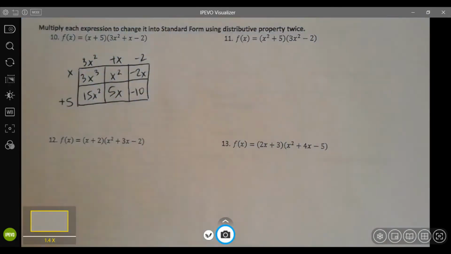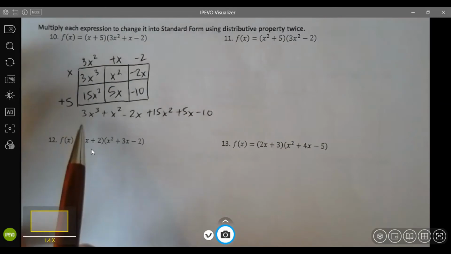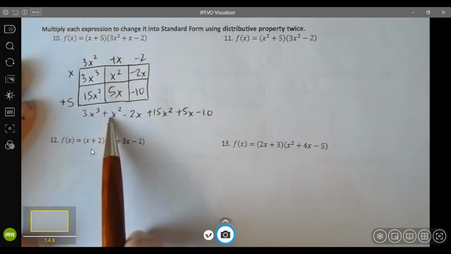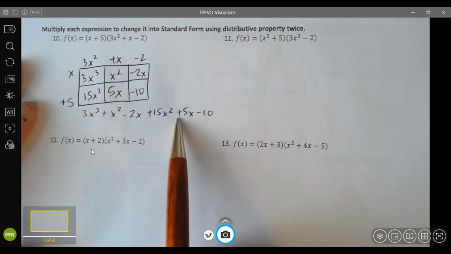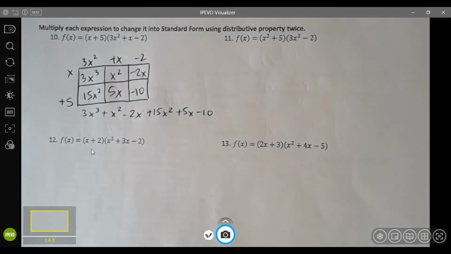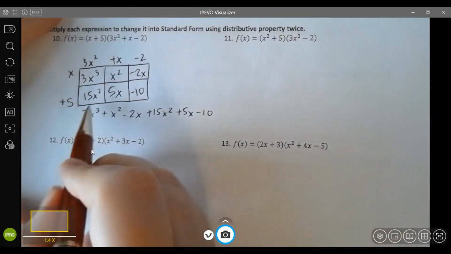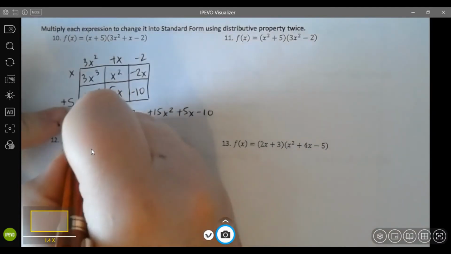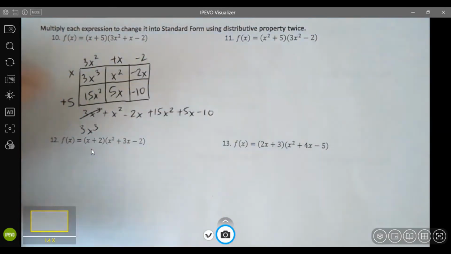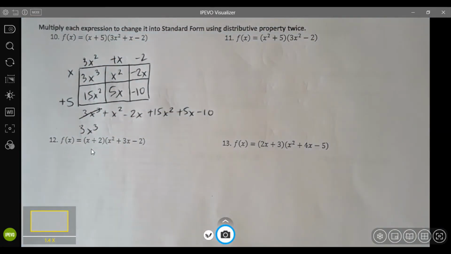So I'm going to just copy down what's in each of those boxes. So I got 3x cubed plus x squared minus 2x plus 15x squared plus 5x minus 10. And then next, we're just going to combine like terms. So remember, like terms have to look the same. So for x's, do they have the same exponent? So here I have 3x cubed. Nothing else has an x cubed, so that's the only term that has the x cubed.